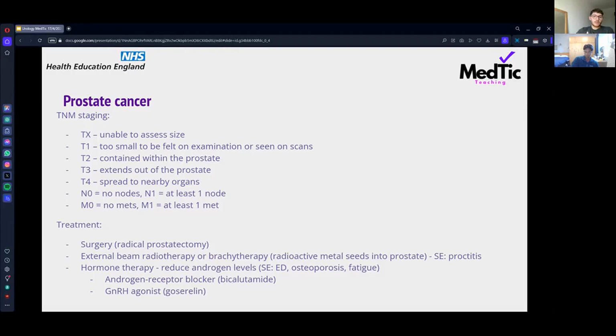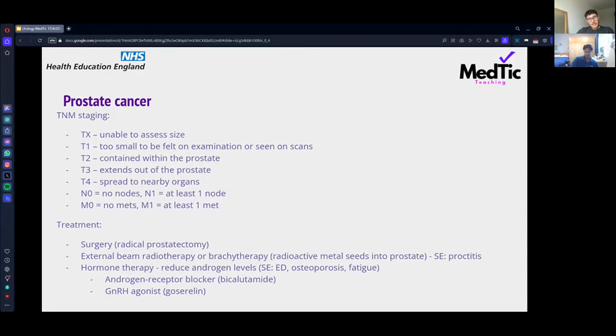T1 might be too small to feel on exam or see on scans. T2 is within the prostate, T3 extends outside, and T4 extends to the nearby organs. N1 is one or more nodes, and M1 if it's metastasized. Thinking about treatment, if it's early stage, you can perform a radical prostatectomy, removing the whole prostate.